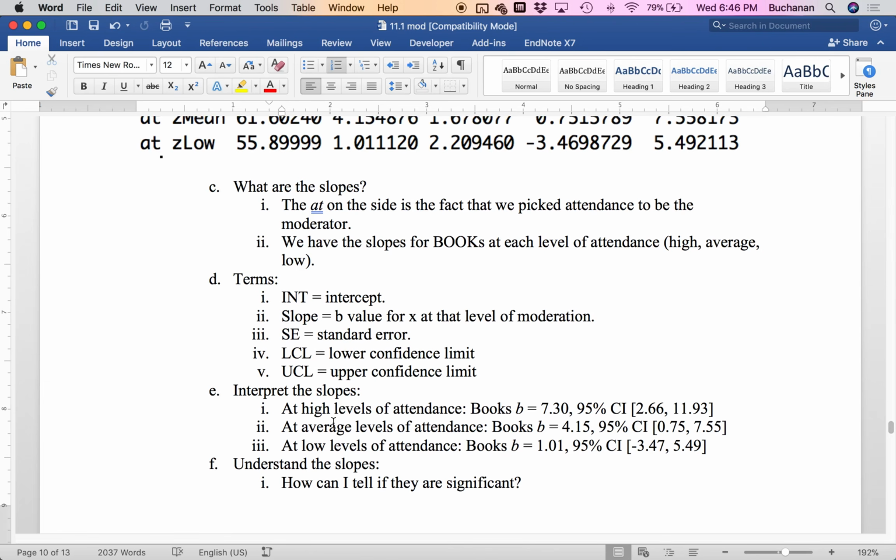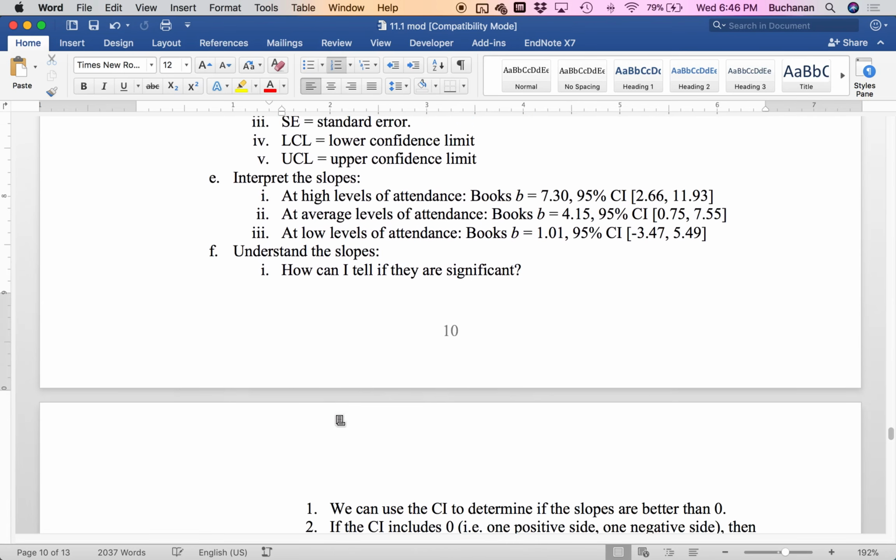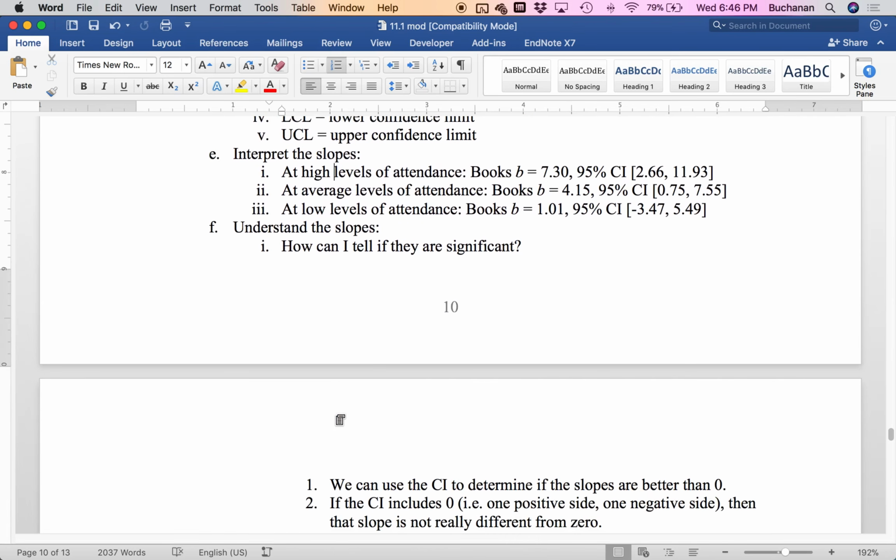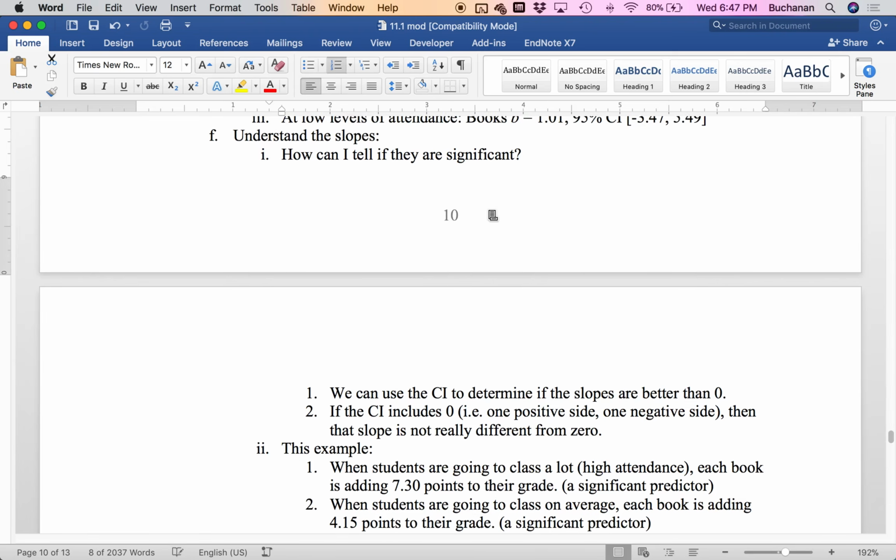Okay. So how can I tell if they're significant, if I'm used to traditional significance testing? We're going to look at that confidence interval and make sure it does not cross 0. So both sides should be positive, or both sides should be negative, nothing where one's negative and one's positive. Okay. So this last one here is probably not significant. If you are not really going to class, books are not helping you much. This one is significant. If you are going to class an average number of times, books is helping you 4 points. This one is also significant. If you're going to class a lot of times, then books is increasing your grade by a lot.